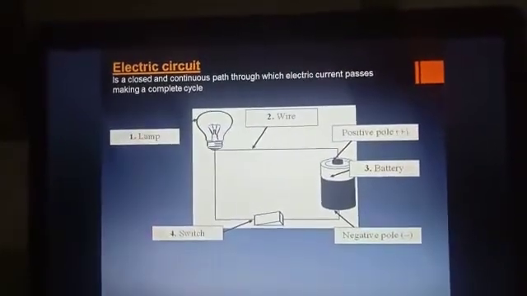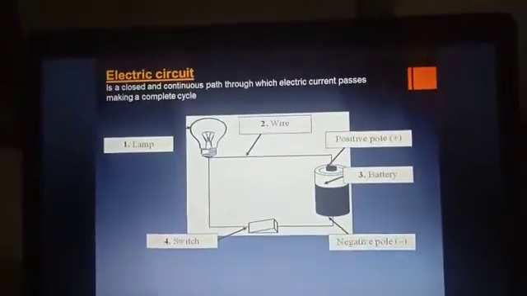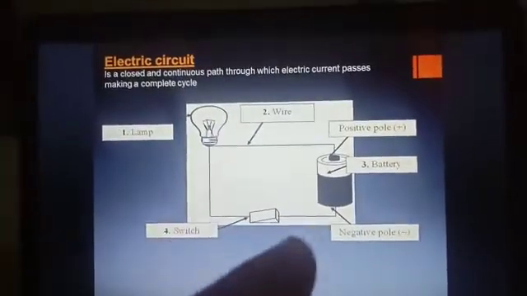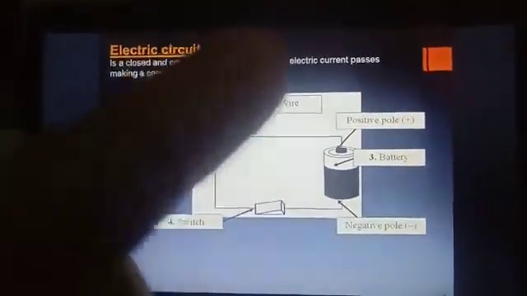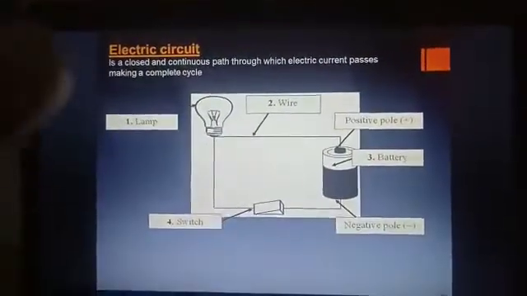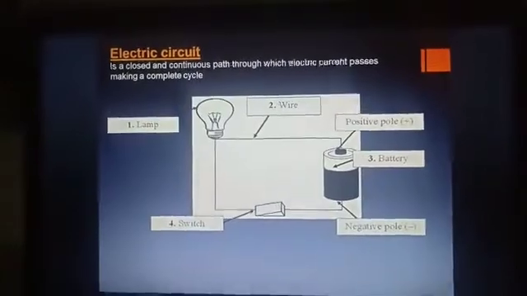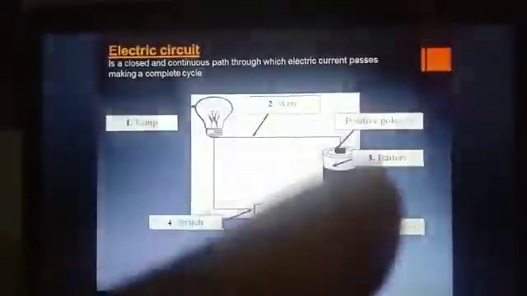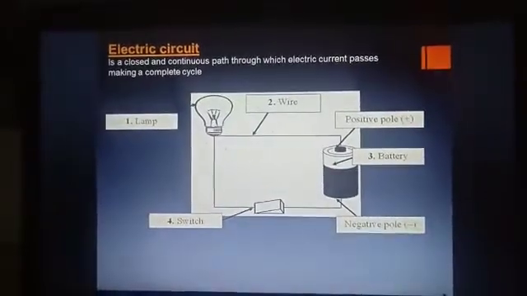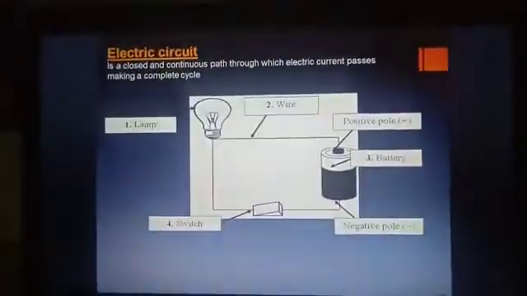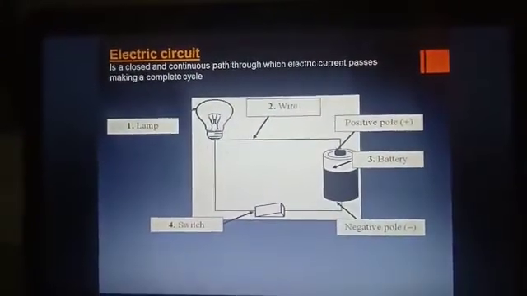Now you can see the wire, the lamp, switch, and battery. If we connect these parts to each other, we will have an electric circuit. You notice that this electric circuit makes a cycle, and if any part of these parts is missing, the electric current will not pass.